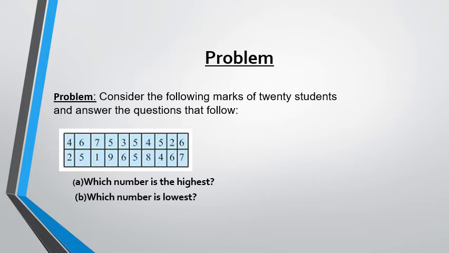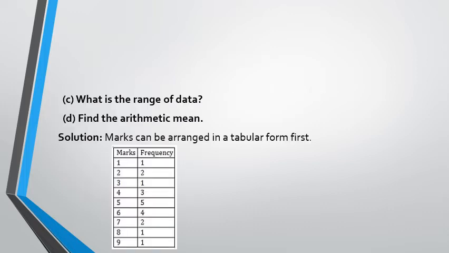So let us see the questions and how we answer them. Which number is the highest? Which number is the lowest? What is the range of the data? And what is the arithmetic mean? Now, when we look at the marks, they were arranged haphazardly. That means there was no order in it. So now we are going to organize our marks into a tally mark table.